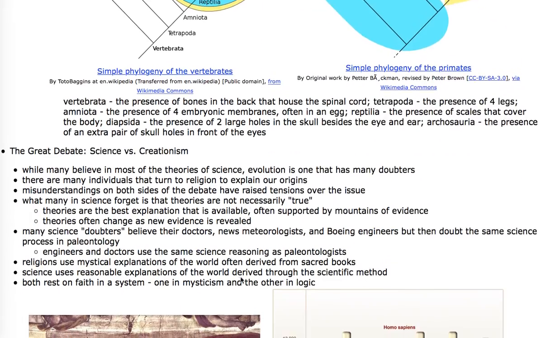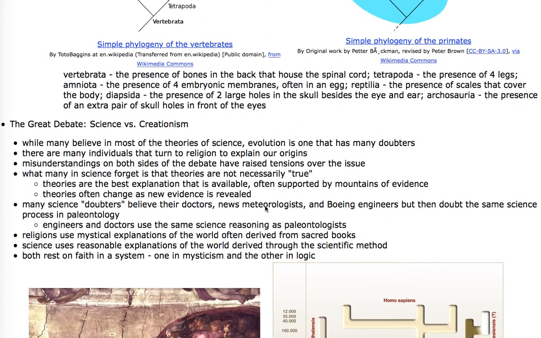And that brings us to a few terms here I guess we can use to describe this. Vertebrates, the presence of bones in the back that house the spinal cord. Vertebrates we think are a monophyletic group. The tetrapods we think probably were a monophyletic group. The amniotes, probably a monophyletic group. Reptiles, not monophyletic, because we usually don't consider birds part of that group. The presence of two large holes in the skull of diapsids, we think that's probably a monophyletic group. Archosaurs, probably a monophyletic group.